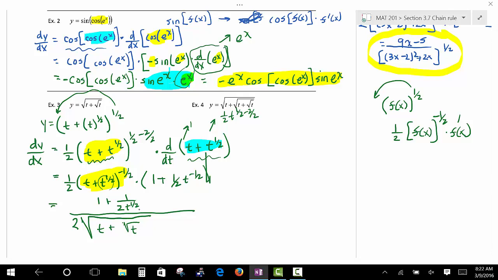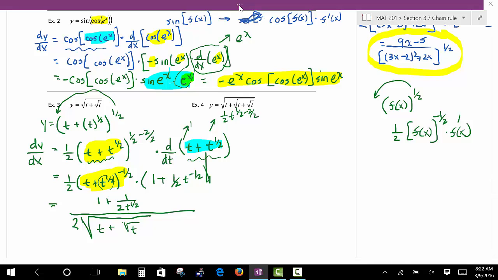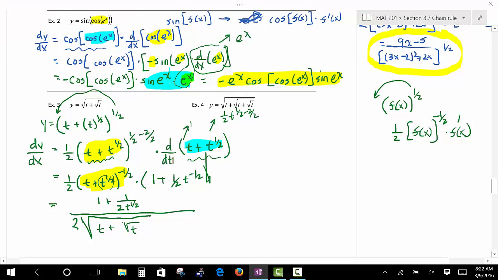What other things could you do? You could probably simplify the complex fraction. You could multiply the top and bottom by 2t to the 1/2. I don't think for our purposes it makes that much difference on this type of problem, so I'm going to stop at that point. I'm not going to take every one of these things down to the end, but there are other things you could do with that, but probably that's good enough. Does that look okay?